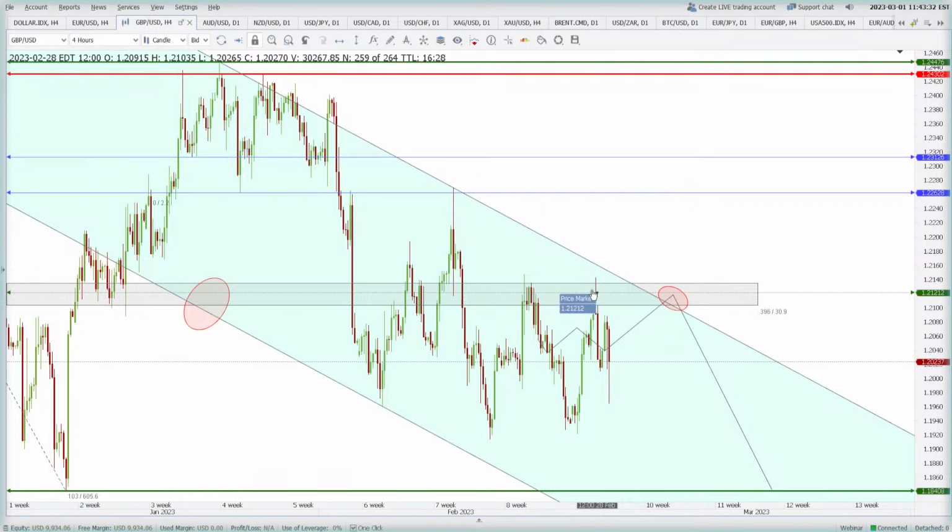So keep an eye on this level of 1.2121. This zone is a good zone of interest for the buyers and the sellers. Right now, support is the 1.1840 level. Resistance is the 1.2121 level. After that, it is 1.2262 for the pound.